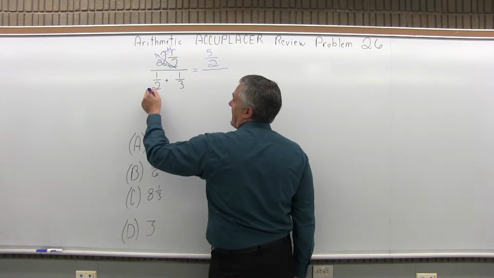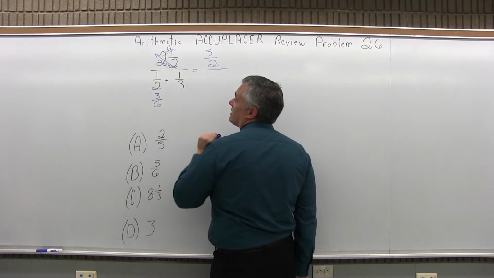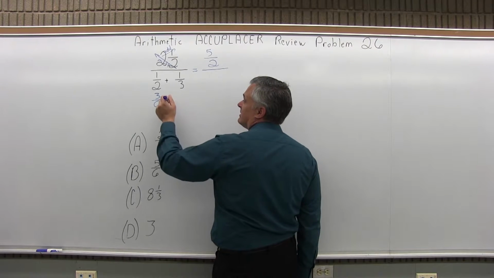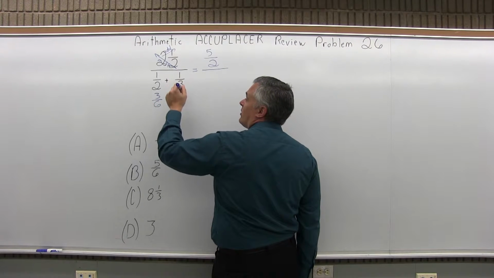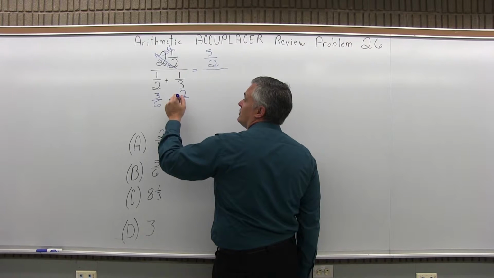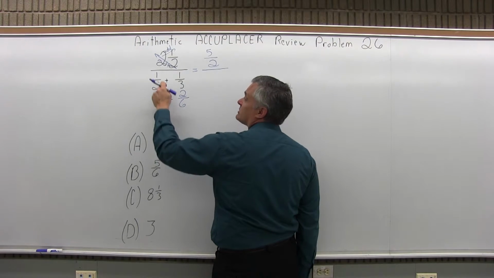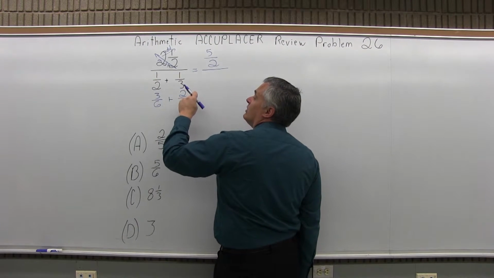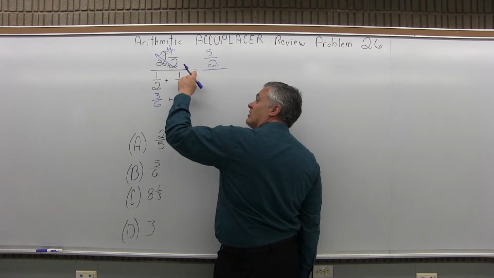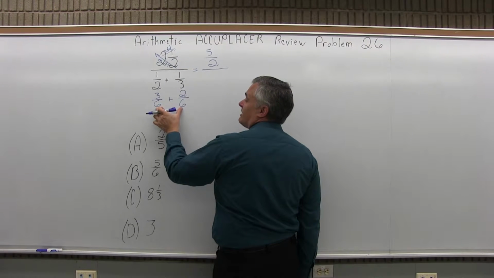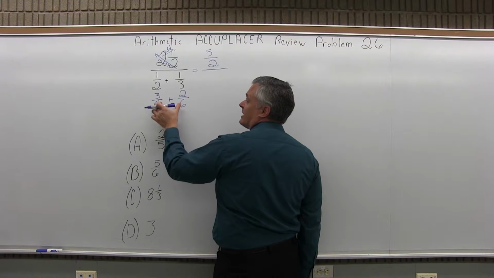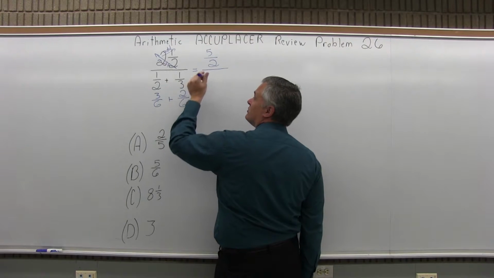So 1/2 has an equivalent of 3 over 6. And then 1/3 has an equivalent of 2 over 6. So 3 over 6 does reduce back to a half. 2 over 6 does reduce back to a third. But now they both have a denominator of 6. So now I can add the numerators. 3 plus 2 more is 5.